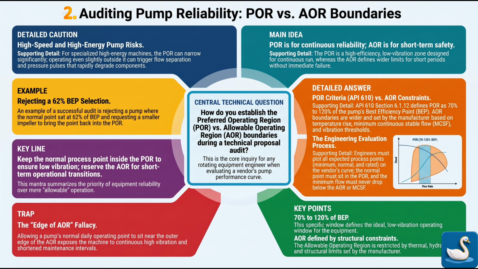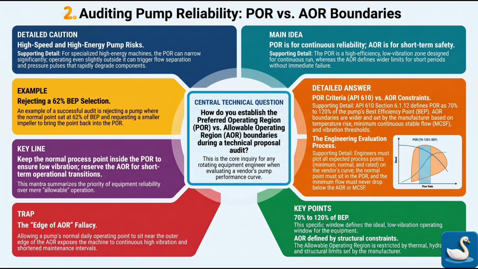Provide a concrete engineering evaluation where you had to enforce this specific distinction during a project audit over a vendor's objection. During a recent major proposal audit, a vendor selected a pump where the client's specified normal operating point sat at exactly 62% of the pump's best efficiency point. 62%. Right. This was technically within the vendor's published allowable operating region, so the EPC contractor assumed it was acceptable and tried to push it through procurement.